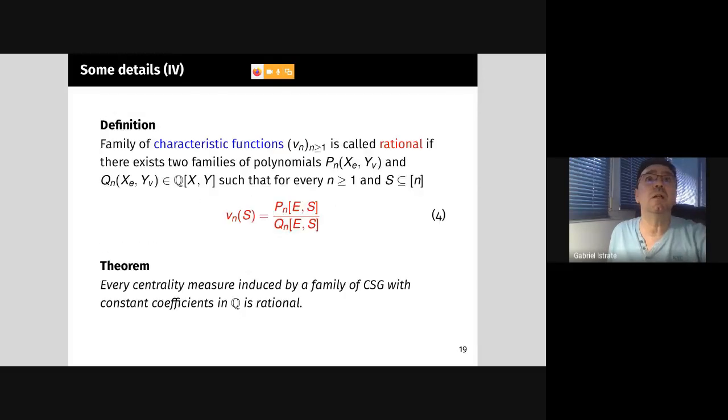The family of characteristic functions is rational. It has a similar decision. So many games start with a value that is rational itself. And a measure induced by a family of coalitional skill games with constant coefficients is rational.